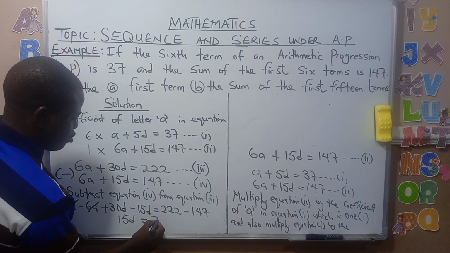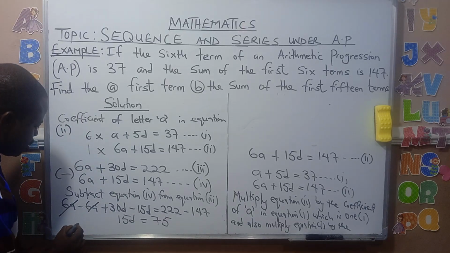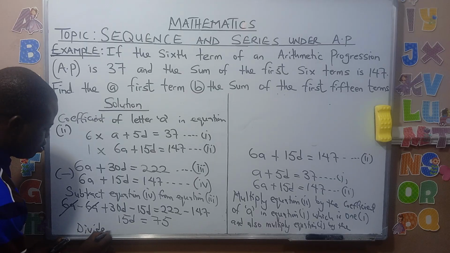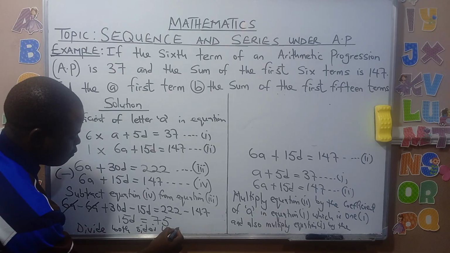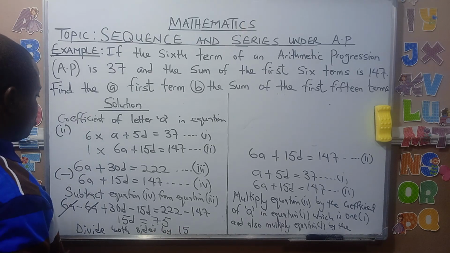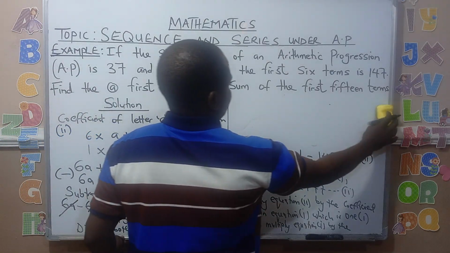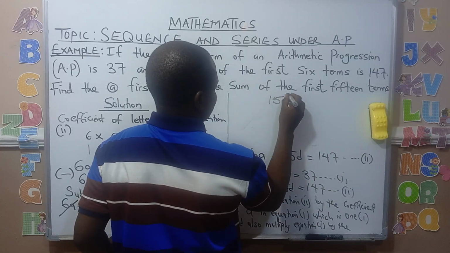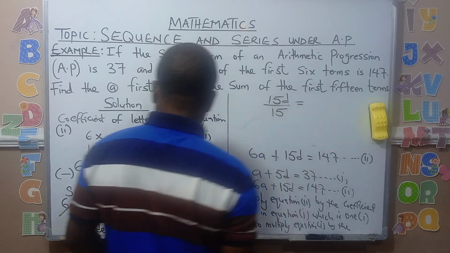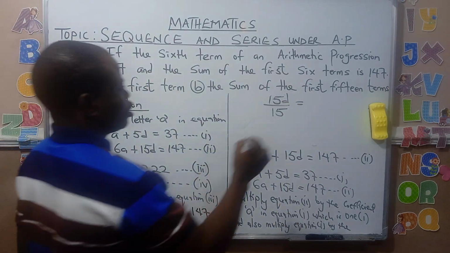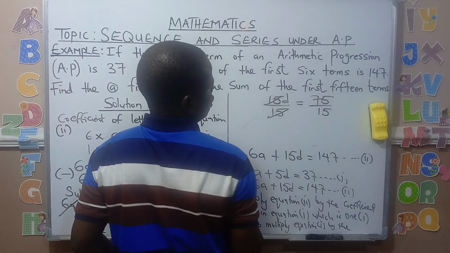15d equals 75. We divide both sides by 15. When you do that, you have 15d divided by 15 equals 75 divided by 15. 15 cancels 15.